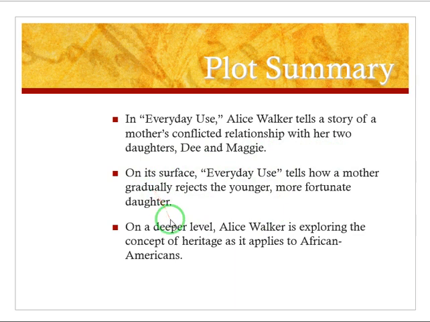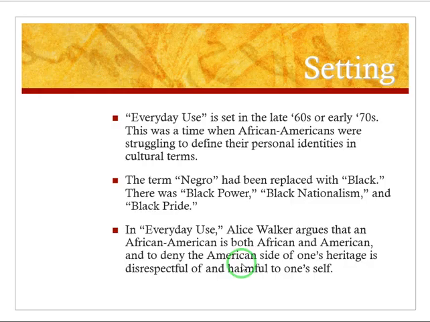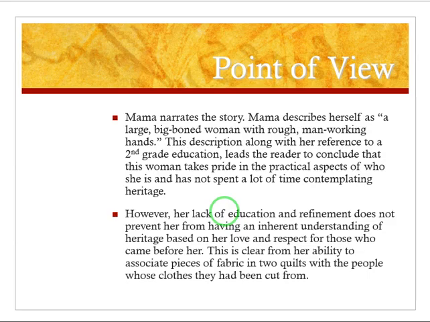On its surface, Everyday Use tells how a mother gradually rejects the younger daughter. On a deeper level, Alice Walker is exploring the concept of heritage, which is the main theme. The story is set in the late 60s or early 70s when African American people were creating, or kind of defining, their identity. Here, Alice Walker argues that an African American is both African and American. So if they deny the American side of their heritage, this is disrespectful and harmful.